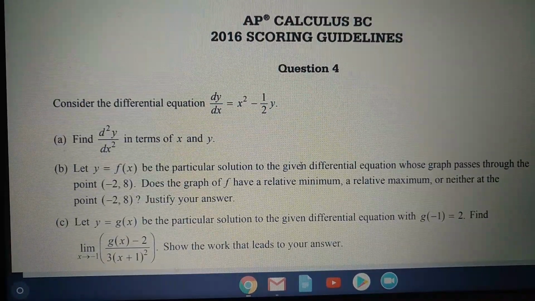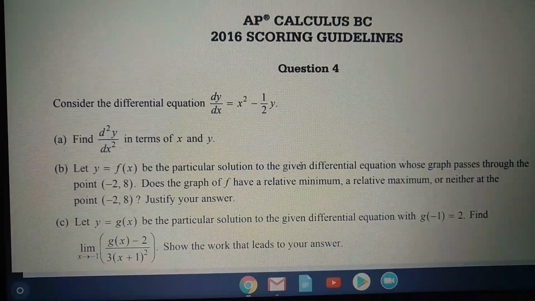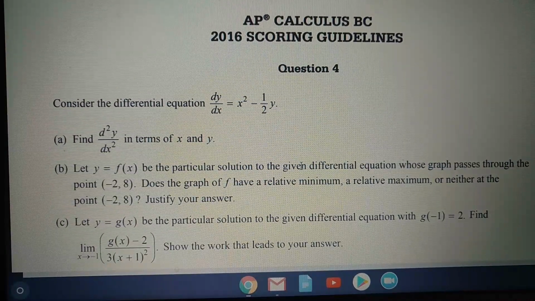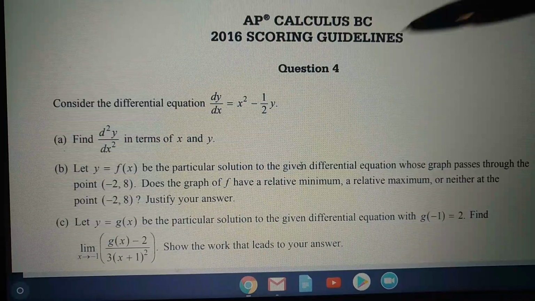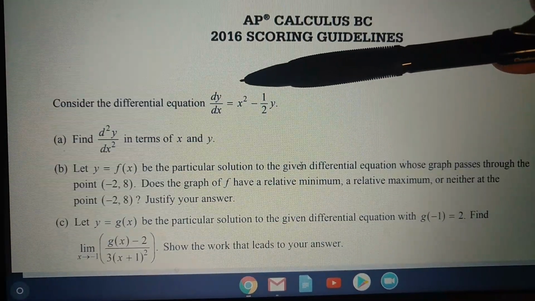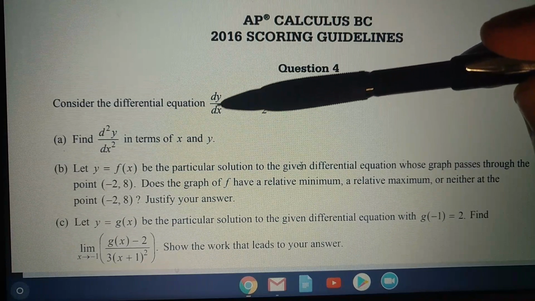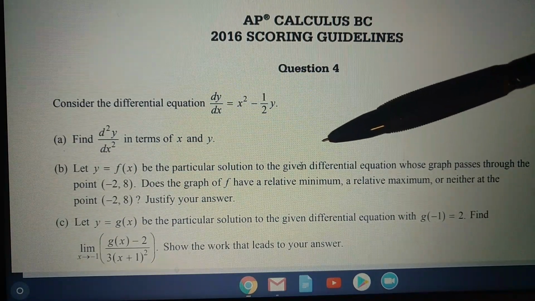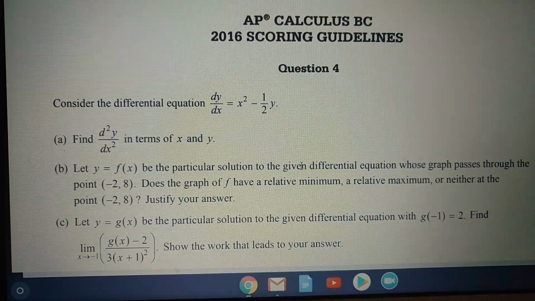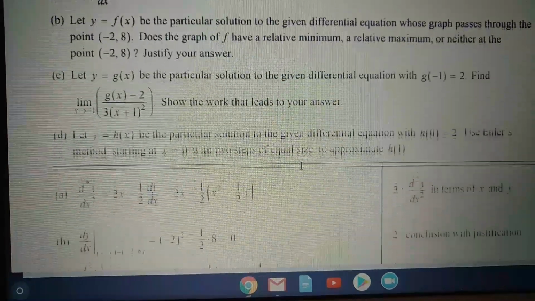So this is question number 4, and this one has some BC elements and some AB elements in it. There's usually one question that's a mix. This one is the mix question. So the first thing we have to do, in part A, they want us to find the second derivative of this differential equation. This differential equation is the first derivative. So once again, we have to implicitly differentiate that.